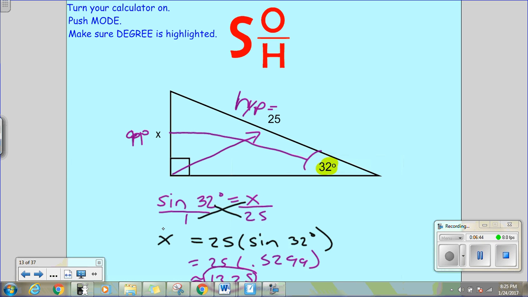So no excuses not having a calculator. If you have a cell phone or a computer, you have a calculator. All right, let me get off my soapbox. Next example.